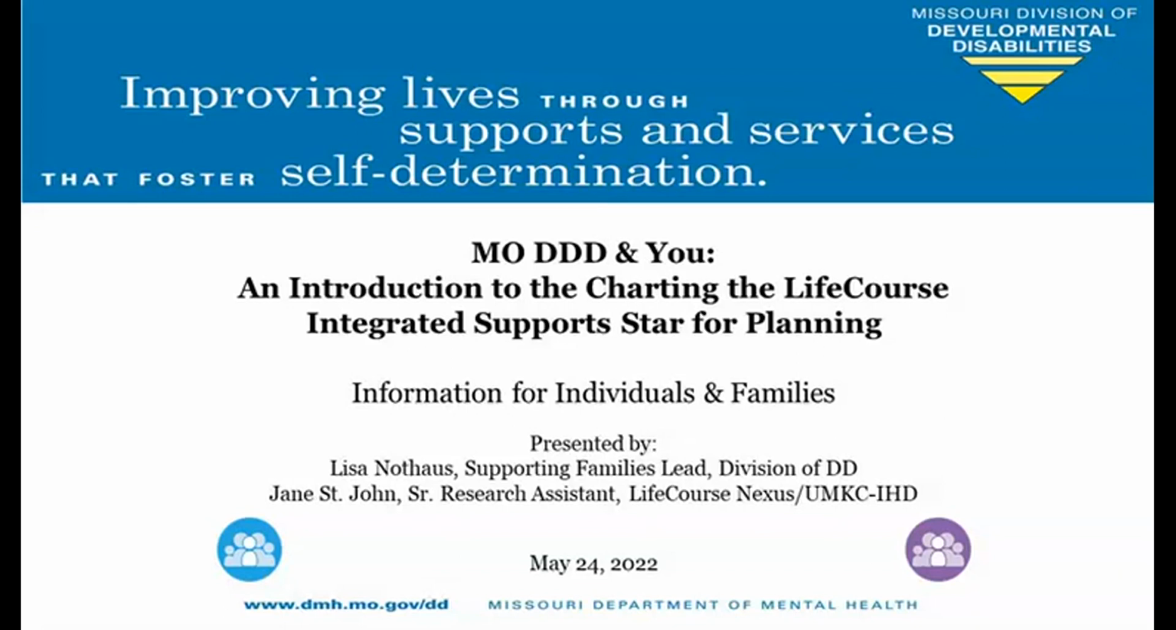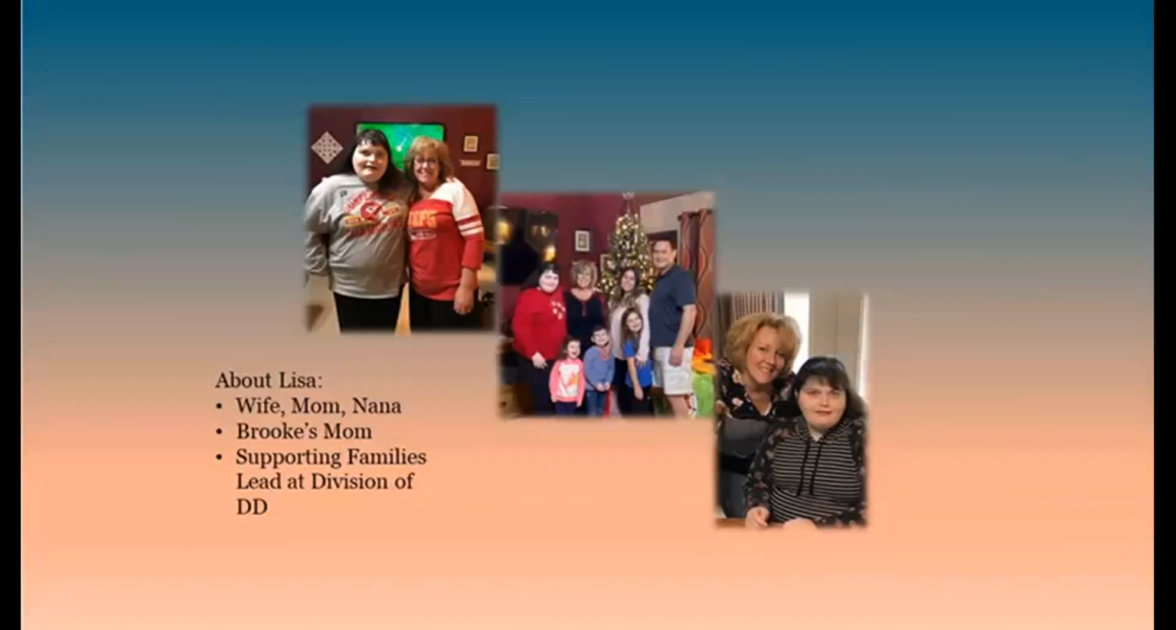We're going to get started because, as Heike said, we've got a lot of material to cover today in a short amount of time, but I'm going to let Jane introduce herself here in a few minutes, but I'll just briefly tell you who I am. I am Lisa Nothouse, and around my house, I'm also known as Mom or Nana. My husband and I have 2 adult daughters and 3 grandchildren. Our youngest daughter has a developmental disability and receives services through the division, and I currently work at the Division of DD as the Supporting Families Lead.